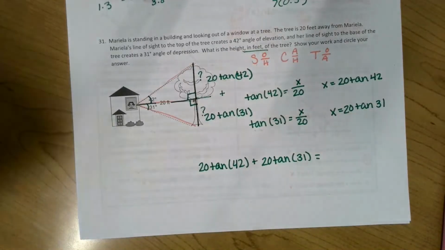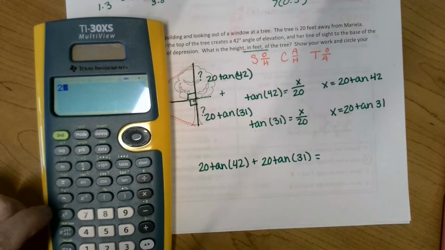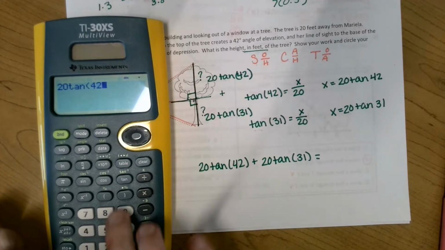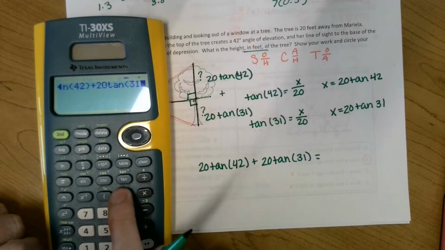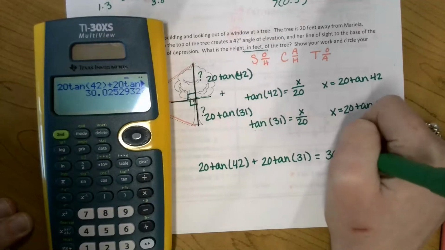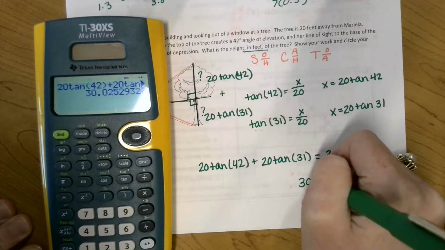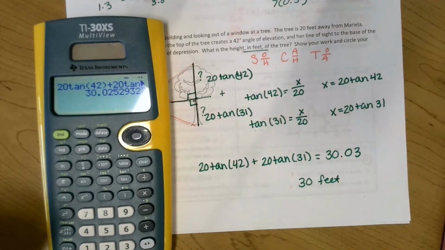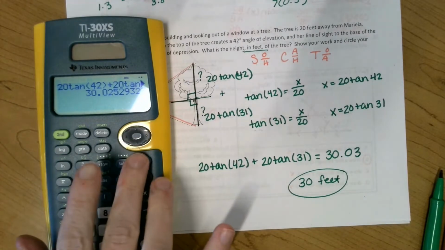I don't know. It doesn't say to round. We'll see. So let's go ahead. We're going to put the whole thing in the calculator, and we're going to be careful with our parentheses. So 20 tangent 42, close the parentheses, plus 20 tangent 31, close your parentheses, equals about 30.03, so about 30 feet, depending on how they want the answer. It did not say, so does it say circle your answer? We're going to circle our answer. All right. Easy peasy.